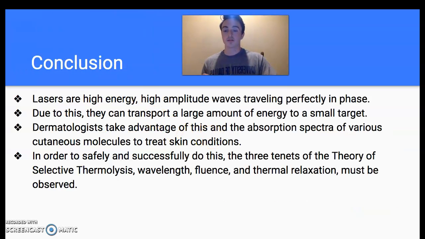So in conclusion, lasers are high energy, high amplitude waves traveling perfectly in phase. Due to this, they can transport a large amount of energy to a small target. Dermatologists take advantage of this in the absorption spectra of various cutaneous molecules to treat skin conditions. In order to safely and successfully do this, the three tenets of the theory of selective thermolysis, which are wavelength, fluence, and thermal relaxation, must be observed.